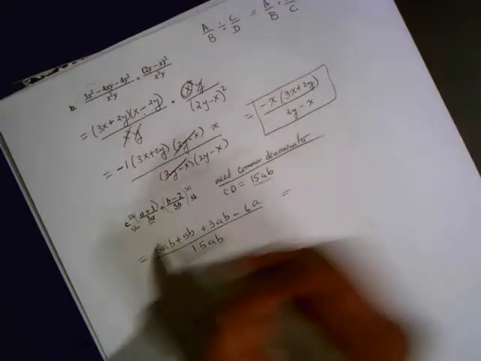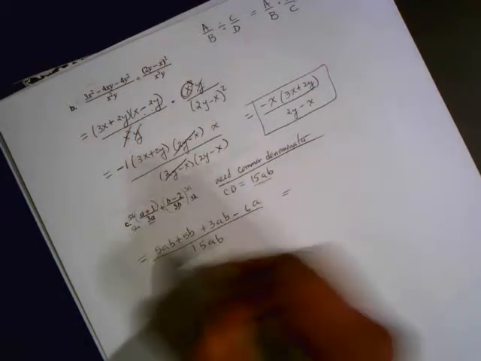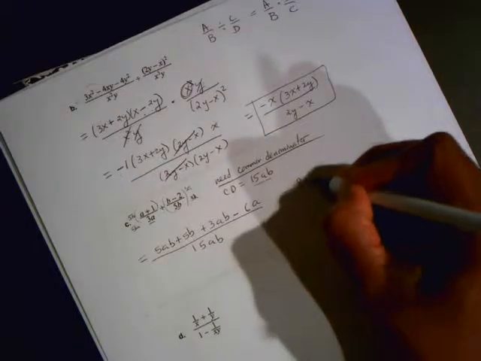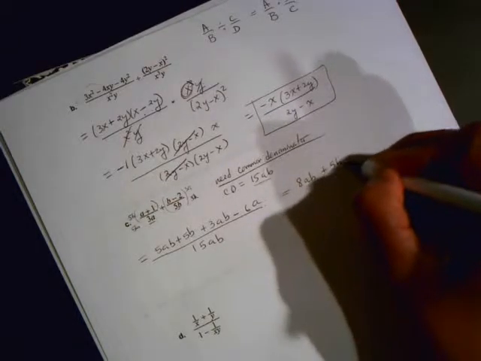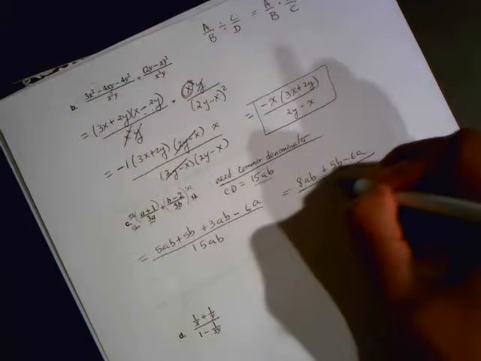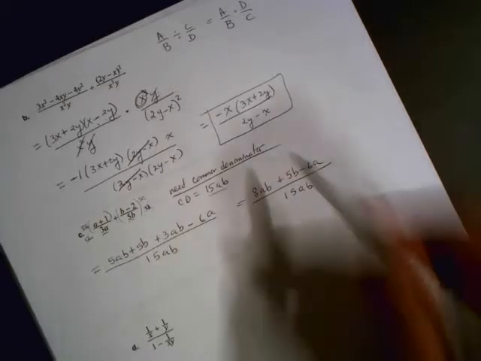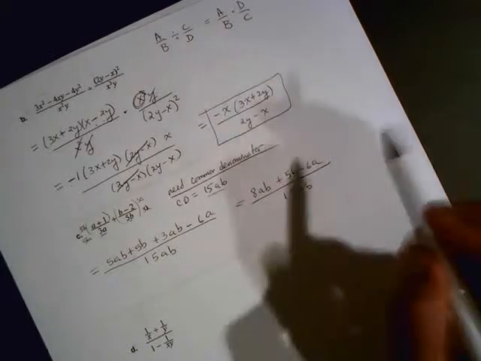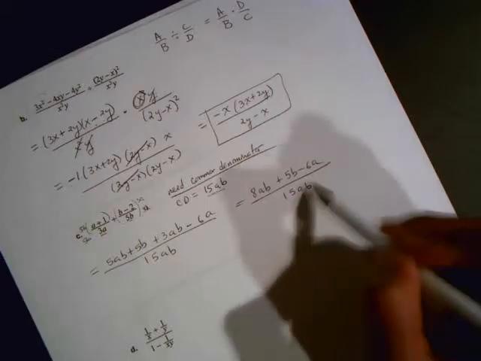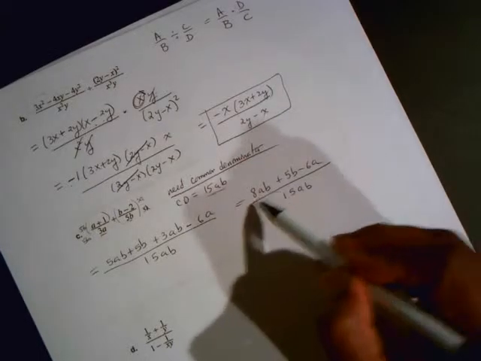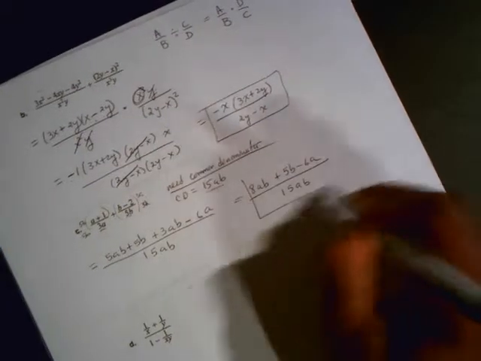Combine any like terms, which I see one set, so it's 8ab plus 5b minus 6a all over 15ab. Now once you do this, you still want to check and see, is there anything common here that you can factor out and reduce with the bottom? I see nothing, so you stop. This is your final answer.